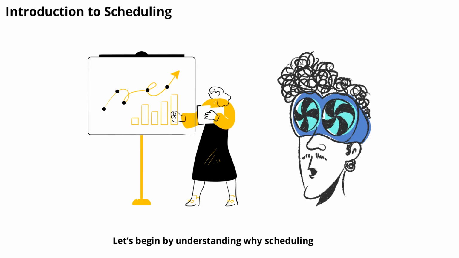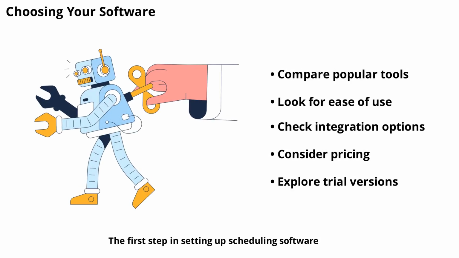Let's begin by understanding why scheduling software is essential for any project, big or small, and how it can transform your workflow. The first step in setting up scheduling software is selecting the right tool for your needs. There are many options available, such as Microsoft Project, Trello, Asana, and Monday.com. Consider factors like ease of use, integration with other tools, and pricing.